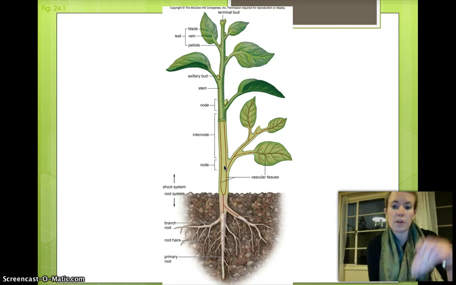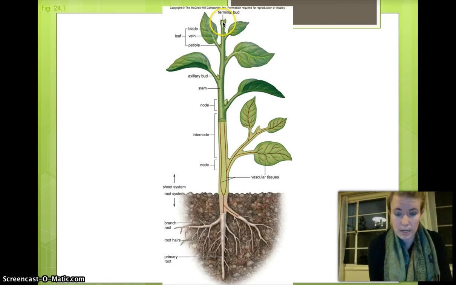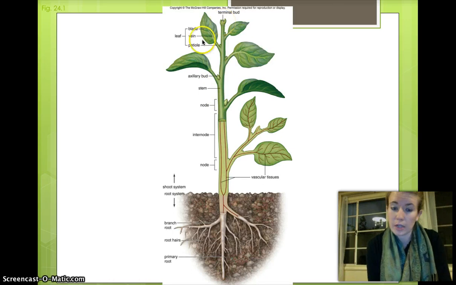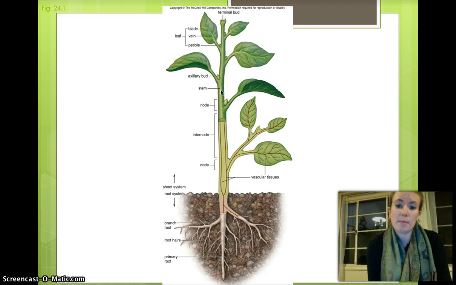Now nestled in between the node and the stem are what we call axillary buds. So we have a terminal bud up here. It's at the end, so it's terminal. Here, axillary means off to the side. So these ones are off to the side. And like I said, they're nestled in between the stem and the branch, or the leaf. And they allow for lateral growth. So growth happens at the buds, and so the terminal bud allows for upward growth, and axillary buds allow for growth outwards.